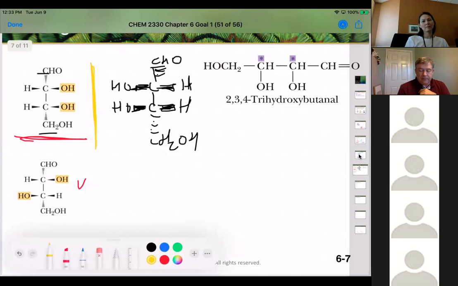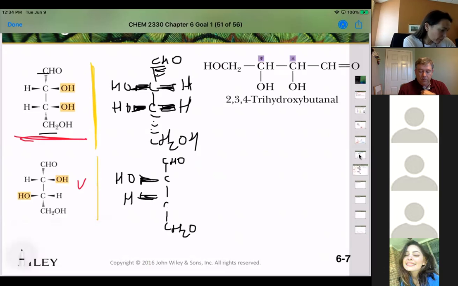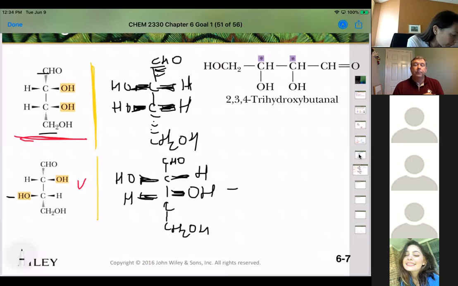Okay, now for this last one, we're going to do the exact same thing on the bottom one, and it'll do, let's see, HO solid wedge, H solid wedge, C, CHO, CH2OH, and then a solid wedge with an OH over here, because we have to match this side, and a solid wedge with an H over here, okay? So again, using that mirror plane conversion, starting from the inside out, we will typically get to those correctly.